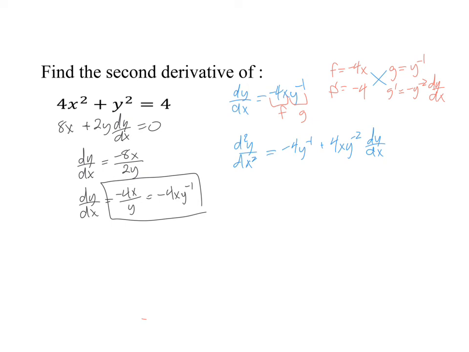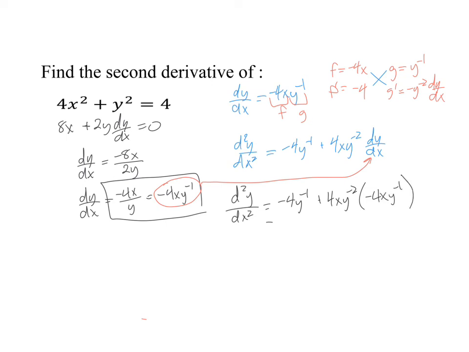So what we're going to do though is we're going to take our dy dx answer that we already calculated, and we're going to substitute that in to try to get rid of some of those extra terms. So our simplified answer would be d squared y over dx squared. Our first term stays the same, and our second term we're going to multiply by our first derivative answer, which was 4xy to the -1. So all we're going to do is try to simplify this a little bit.